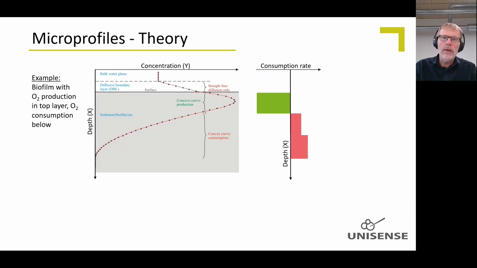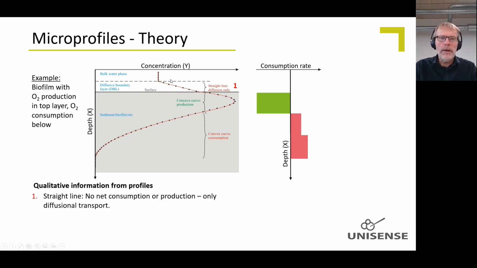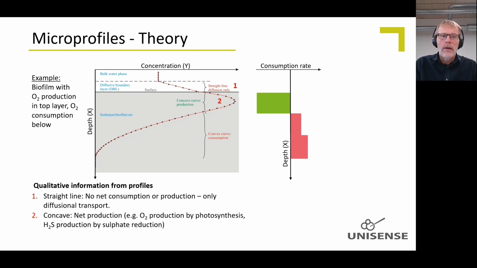What you can get from a microprofile is, first of all, the part that is a straight line up here, that is in the diffusion boundary layer, the layer where water is stagnant, so diffusion is the only transport process. If there's no consumption or production, a straight line indicates diffusion only. The concave part of the profile here indicates there's production, and the convex part down here indicates there's a consumption. These are the calculated rates over here, consumption and production here.